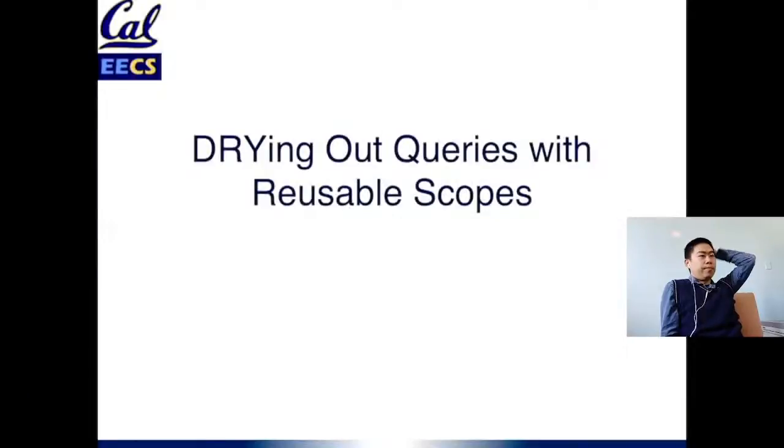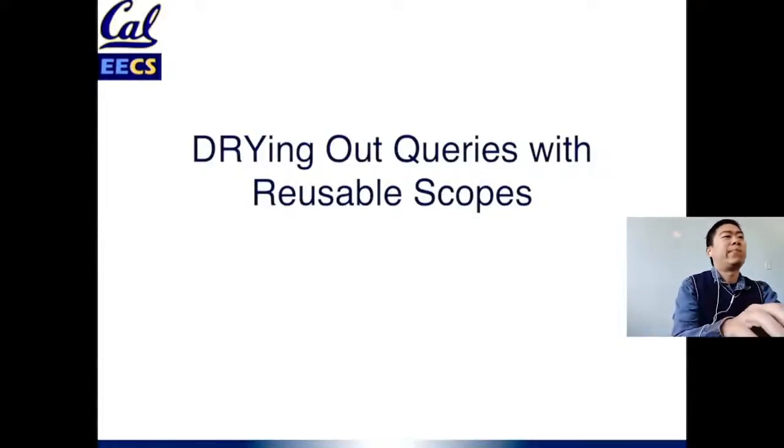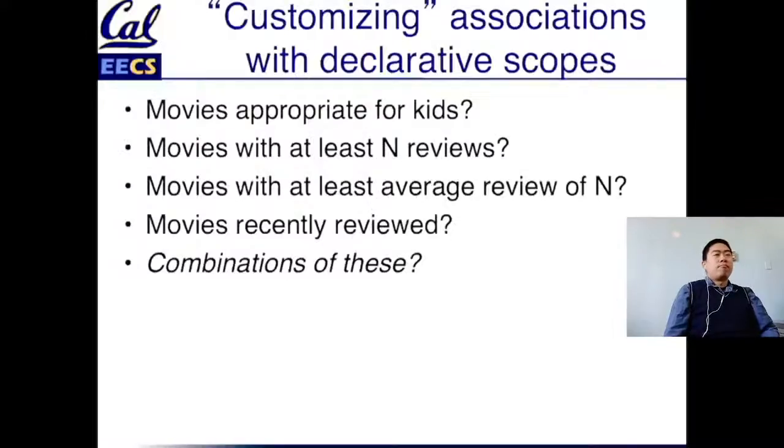Moving on, we're continuing our tour of how to DRY out applications, and a really neat feature that they really got right in Active Record sometime late in Rails 2 is the idea of having reusable scopes. One way to motivate why you'd care about scopes is to suppose we wanted to customize associations. We already have an association between movies and reviews, but there are certain common cases that we'd like to capture as reusable queries.